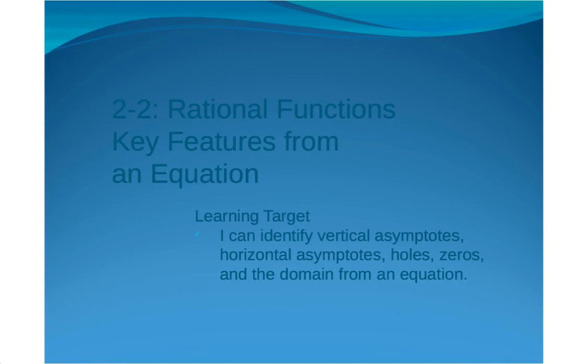All right, today we're going to look at section 2.2, rational function key features. However, today we're going to look at these key features from an equation. So after today's lesson, your goal is to be able to identify vertical asymptotes, horizontal asymptotes, holes, zeros, and the domain from looking at a rational equation.